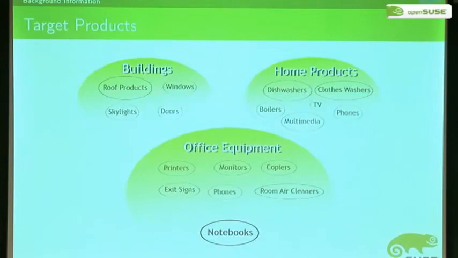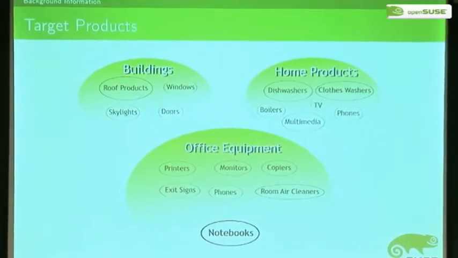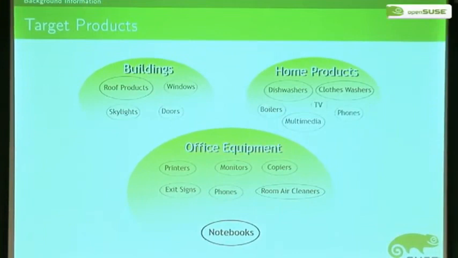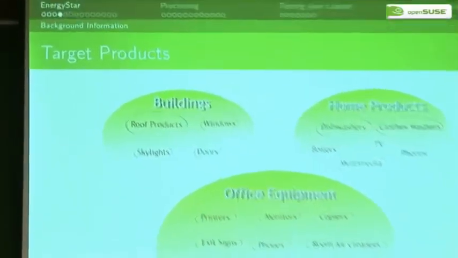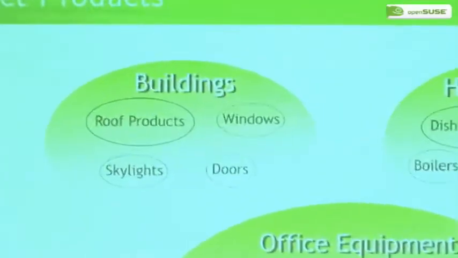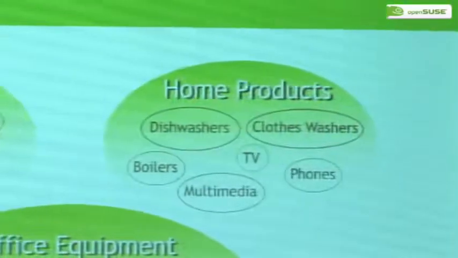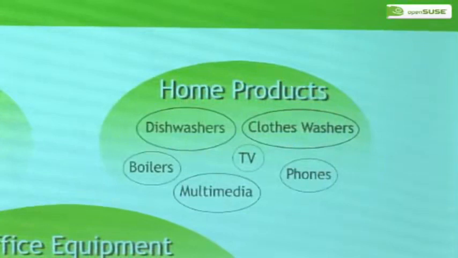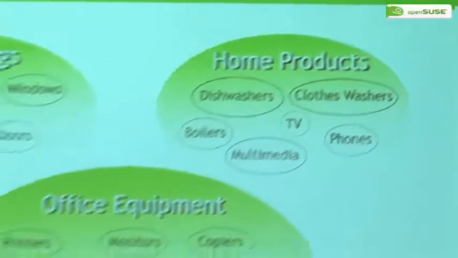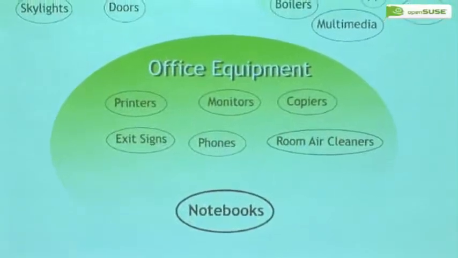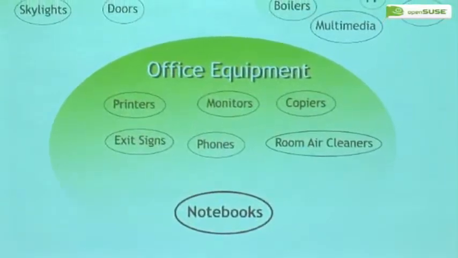So you might wonder what products can actually be Energy Star labeled. There's a lot more than just computer products. There are also roofs, windows, things like that, or even dishwashers, clothes washers, boilers, and a lot more. And of course there's the office equipment, like printers, monitors, even exit signs, and of course notebooks or computers, and this will be the focus of the presentation.